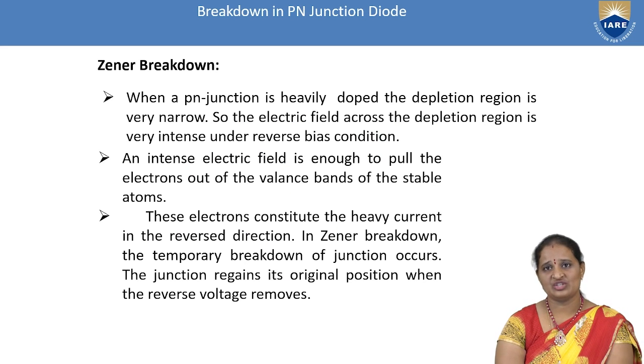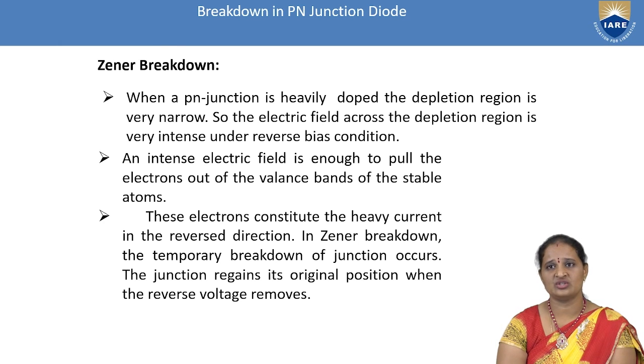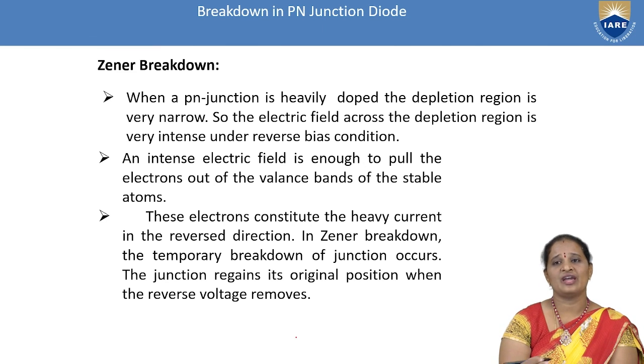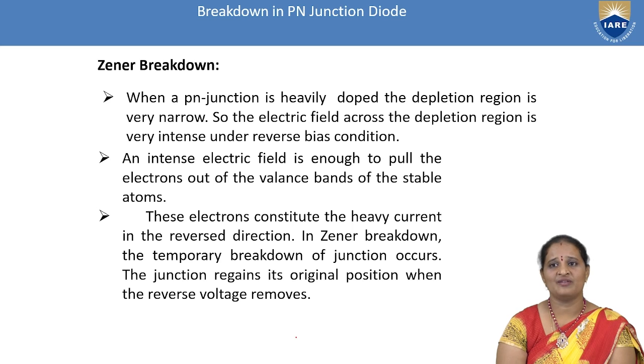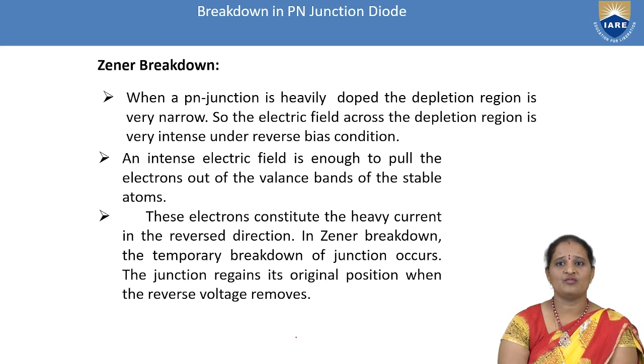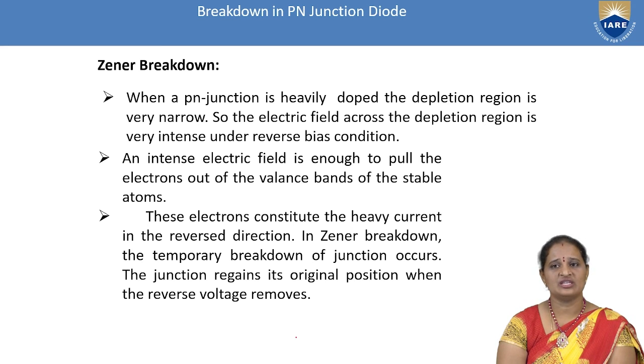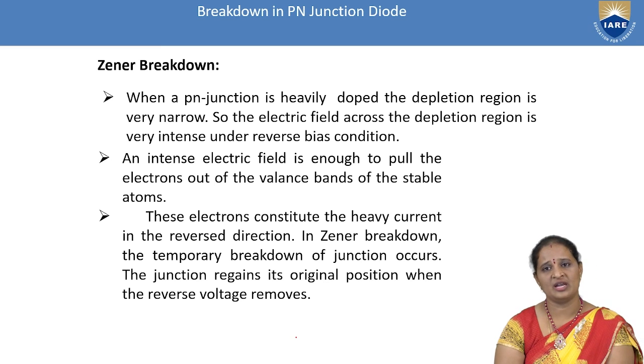So in a heavily doped PN junction region, as the depletion region is narrow, the electric field intensity across the depletion region is very intense, which can pull the electrons out from the valence bands, and hence more minority charge carriers can cross the junction, which increases the reverse current heavily. And again, at one point of applied voltage, the breakdown of the junction occurs, due to which more current will flow rapidly, even for a constant applied voltage.